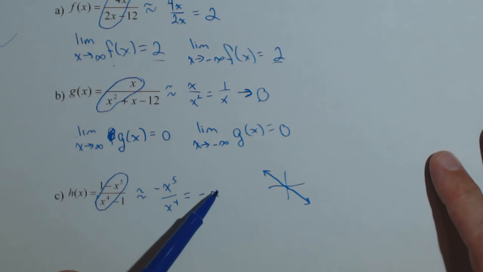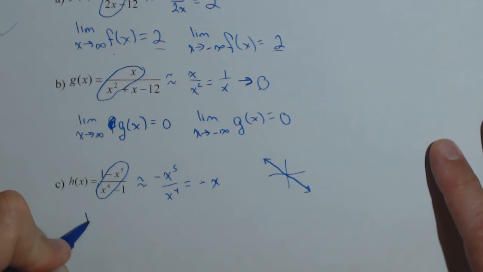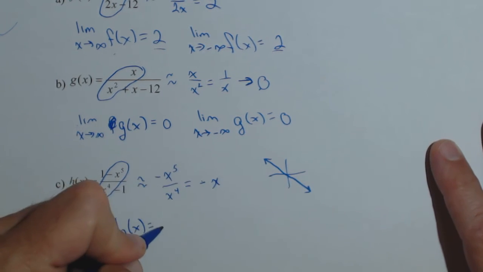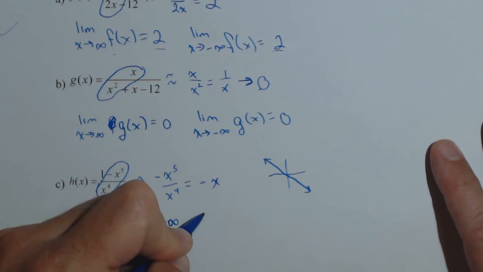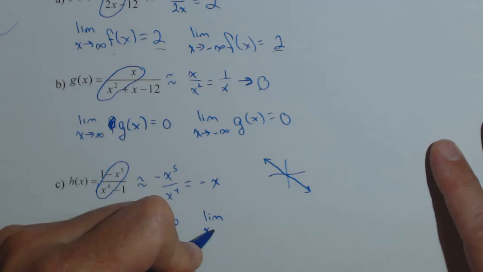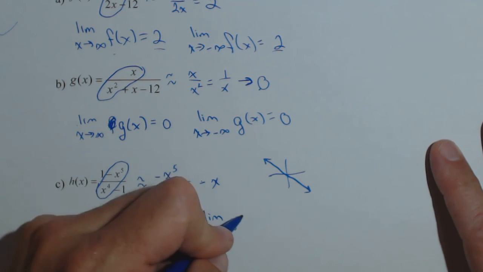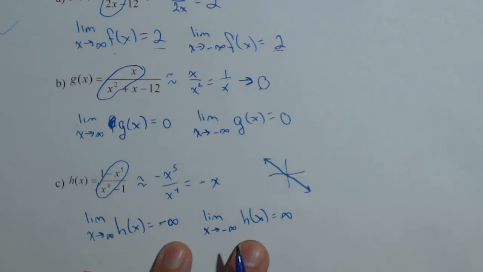It's a polynomial with an odd degree. They're in opposite directions. Negative coefficient, so it's opposites. So to write this up in limit notation, limit as x goes to positive infinity of h of x equals, as we go to the right, it goes down, equals negative infinity. And then limit as x goes to negative infinity, so as we go to the left, it goes up, of h of x equals positive infinity, and there's our end behavior.